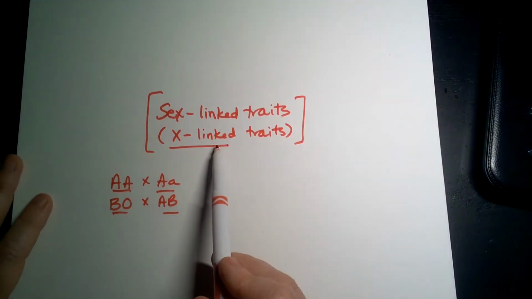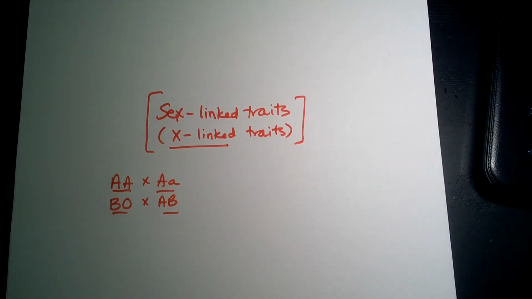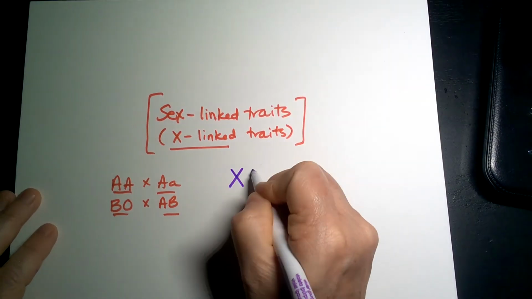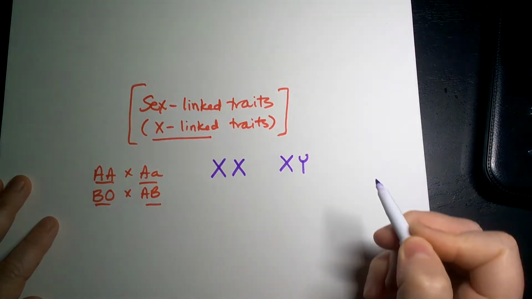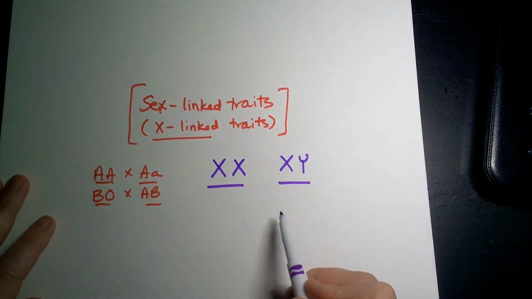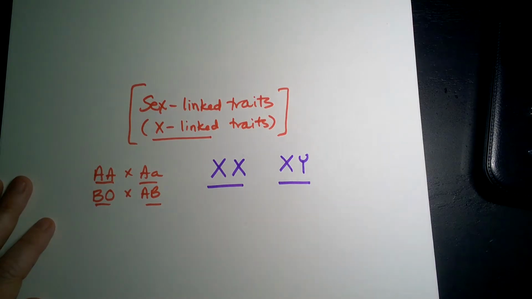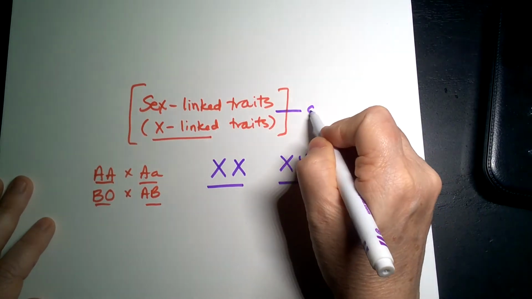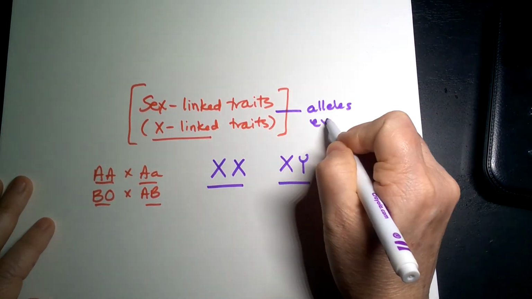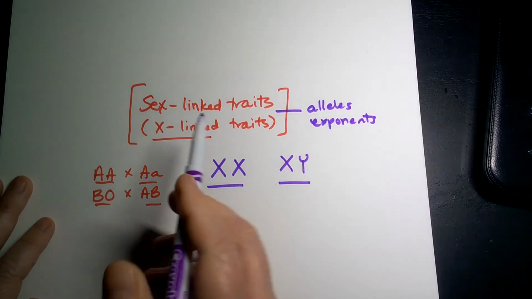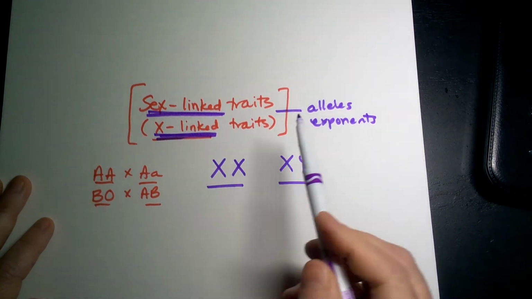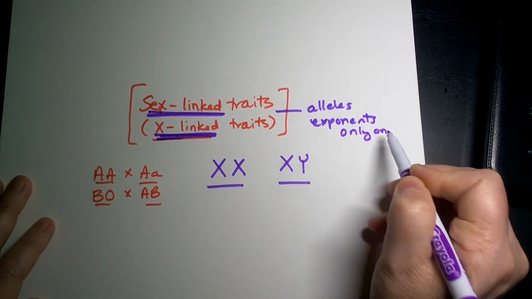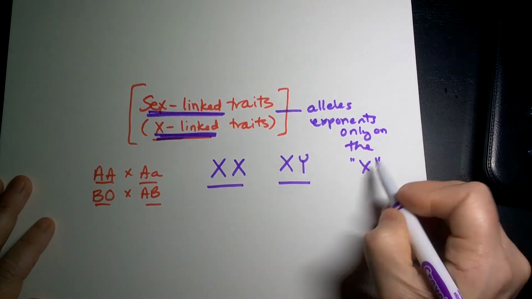But when you are working with sex-linked traits or X-linked traits, you actually have to begin with mom being XX and then dad being XY. Okay, so those are your base letters, and you always start there. Then, depending on what trait we are discussing, the alleles actually now become exponents. And because it's an X-linked or sex-linked trait, these alleles are only on the X chromosome.